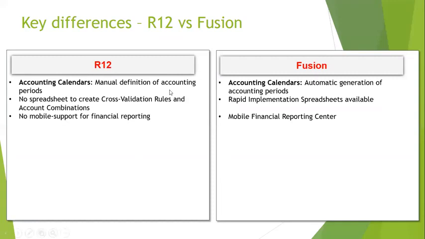And no mobile support for financial reports like FSG reports. Whatever FSG reports you created, if I want to access them on mobile, it is impossible to access the financial reports or FSG reports on mobile from the application. Whereas in Fusion, it is possible because the Mobile Financial Reporting Center tool, or the mobile app, is available. If you download that app, you can access your financial statements or financial reports that you created through FSG or in FR Studio.